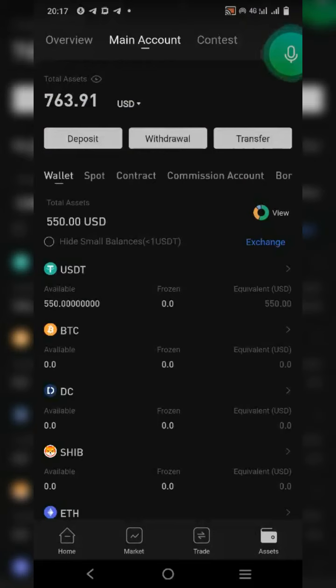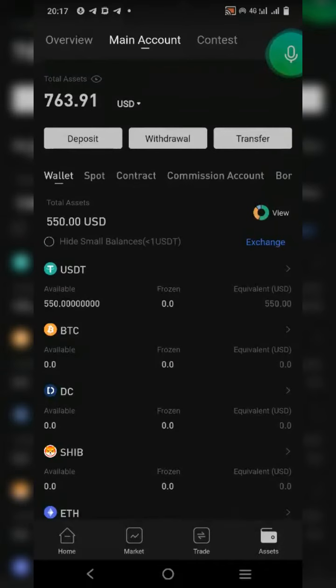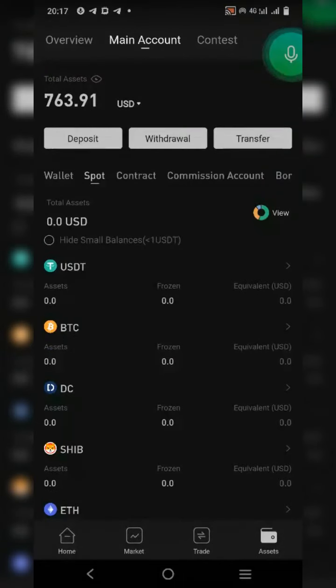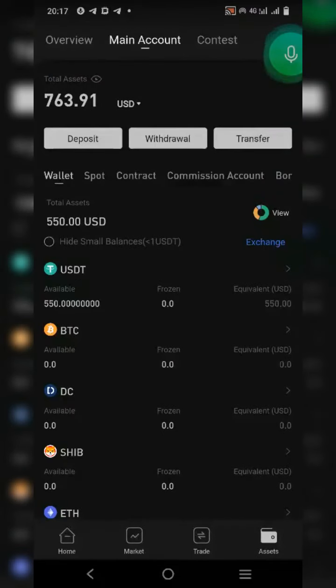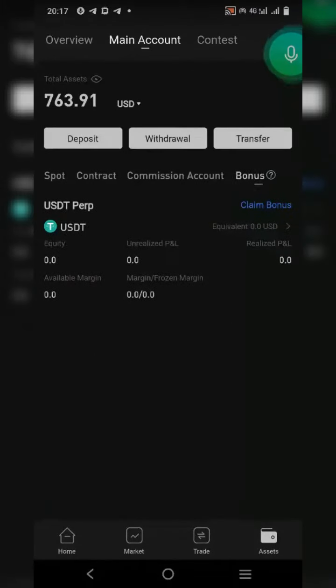That's because I deposited USDT and it's the same like US dollars, like I said. So okay, you see your wallet. When you click on your main account, you have your wallet, the spot, the contract, commission, and more. So let's start with this.